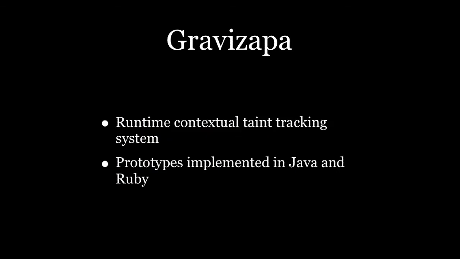But it's runtime contextual taint tracking. What it means is that it tracks taint at runtime, and it allows you to specify whether this particular input is safe in which context, in say file context or HTML context or SQL context, in different contexts. And we have prototypes implemented in Java and Ruby.